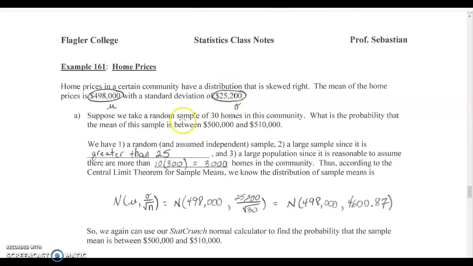Now let's suppose we take a random sample of 30 homes in this community. Right off the top of my head, I see the number 30 for my sample size. I know that my sample size is large enough. What is the probability that the mean of this sample is between $500,000 and $510,000?